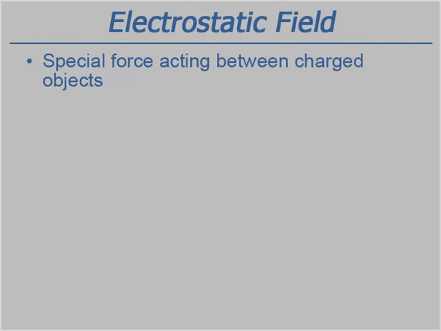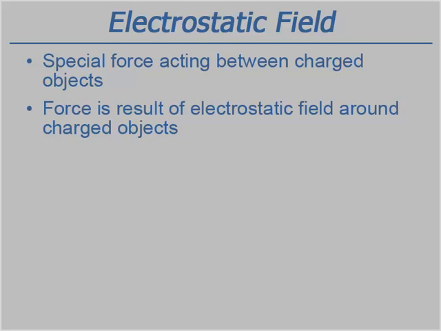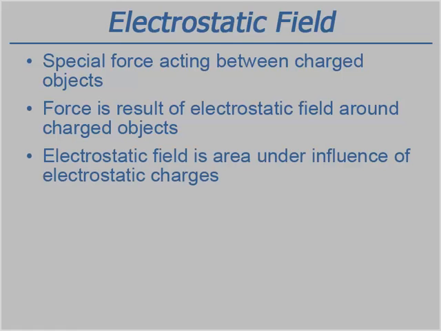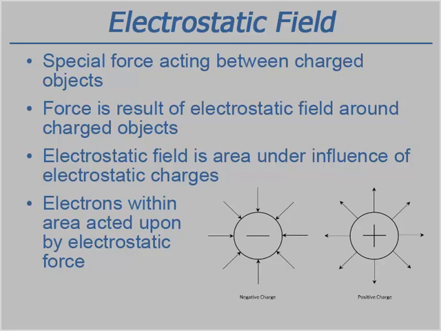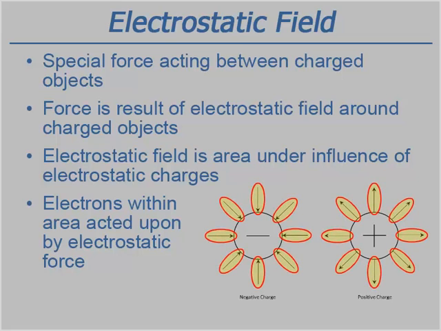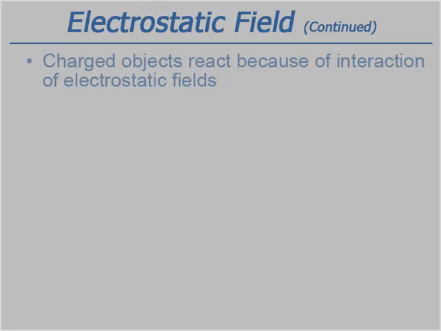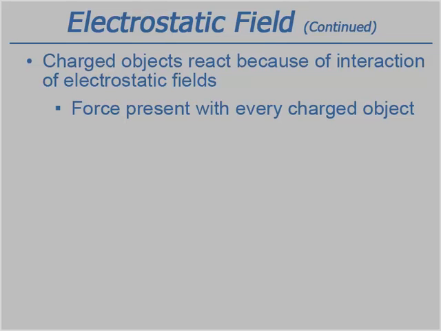A special force is acting between the charged objects discussed above. Forces of this type are the result of an electrostatic field that exists around each charged particle or object. An electrostatic field is an area that is under the influence of electrostatic charges. Any electrons within this area would be acted upon by an electrostatic force. This electrostatic field, and the force it creates, can be illustrated with lines called lines of force as shown in the diagram. Charged objects repel or attract each other because of the way these fields act together. This force is present with every charged object.